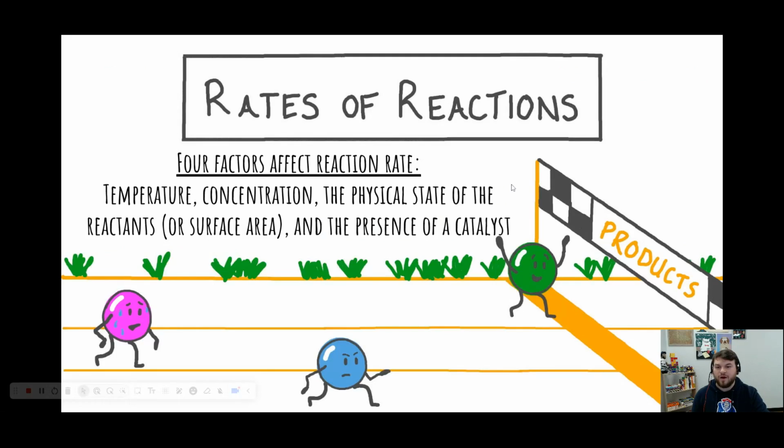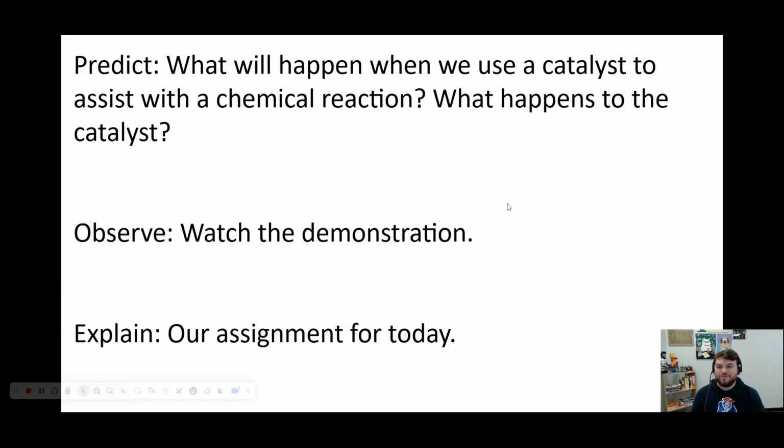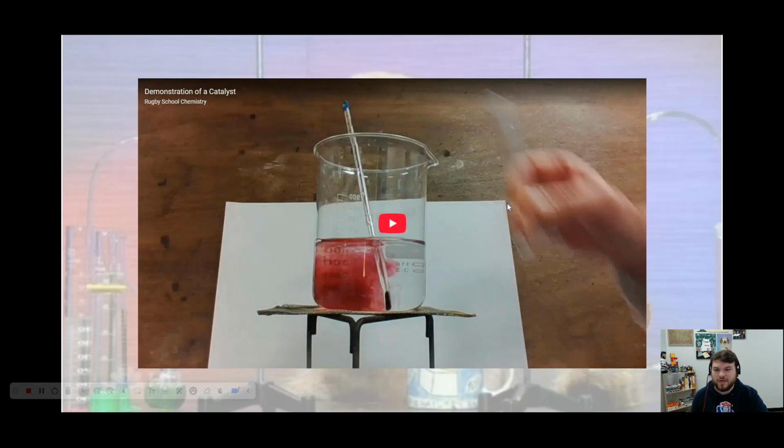Finally, we have a situation where we add a catalyst to a chemical reaction. We're going to watch two videos here, one about how the catalyst causes a reaction to work, and then how a catalyst actually works. Let's watch a video here of a demonstration of a catalyst.